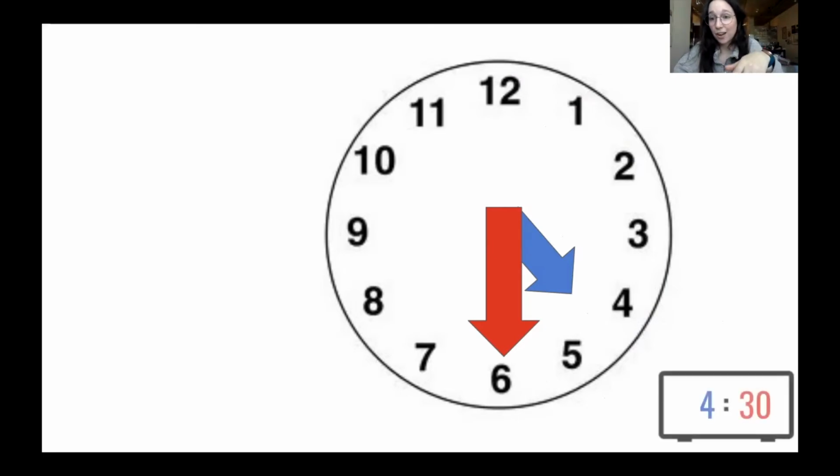This is how that would look on a digital clock. 4, because it's half past the 4, it's not at the 5 yet. And 30, because I know that when my minute hand is pointing to 6, it means that 30 minutes have passed. 4:30 or half past 4. What are the 2 times?